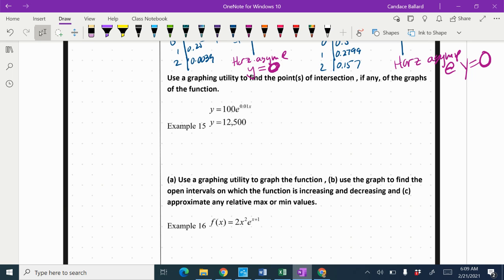In this video, we're going to continue topic 5 or 8.1. We're looking at exponential functions, and we are going to use our graphing utility in examples 15 and 16 here to find the points of intersection, if any, of the graphs of the functions. So I'm just going to go straight into graphing those functions here.